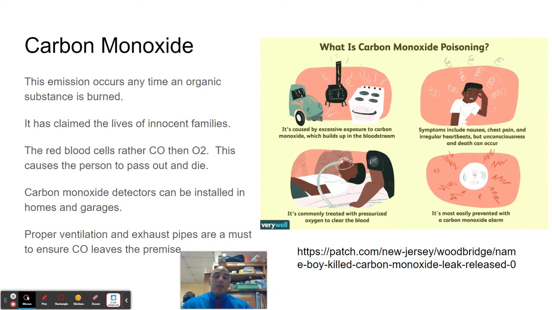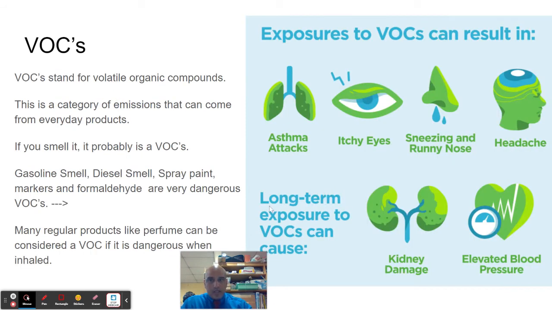So you want to make sure that your house has a carbon monoxide detector. Make sure that the exhausts from your stove, from your boiler, from your hot water heater, all these things are properly leaving through exhaust in your house, either through the roof or through the sides. All right, so that's carbon monoxide in a nutshell. Let's continue.